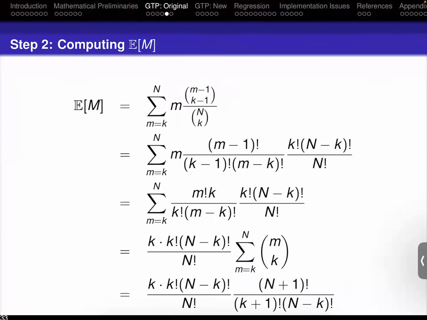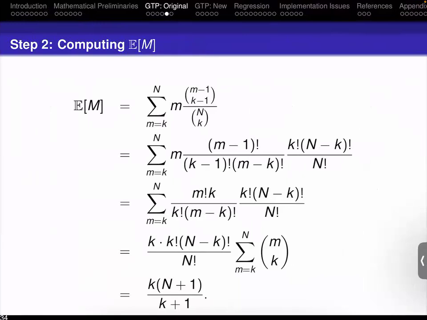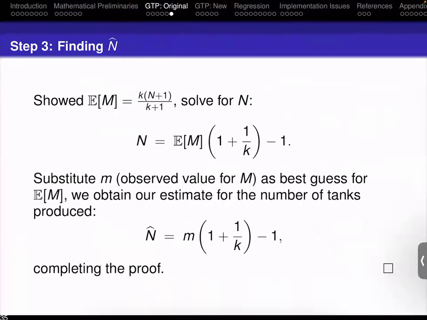Okay. So we can do a little bit of algebraic simplification. And if we continue the simplifications, at the end of the day, after you do the algebra, you get k times n plus 1 over k plus 1. And that's the expected value of m, which we believe is little m. So now we can solve for n. If we have little m equals this, then just solve for capital N. And you get capital N equals the expected value of m times 1 plus 1 over k, minus 1. And then just putting in the value for the expected value, little m, we get the claimed formula. So it wasn't too bad to get this. The algebra wasn't that bad.